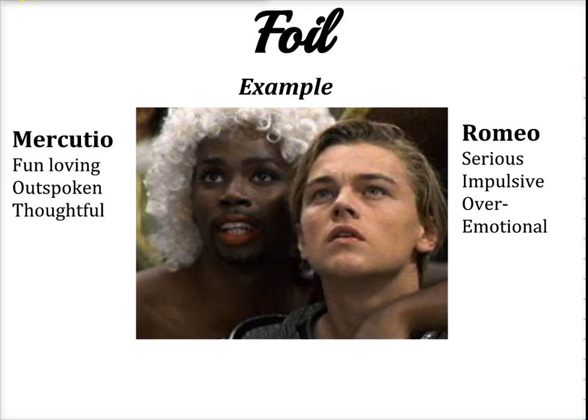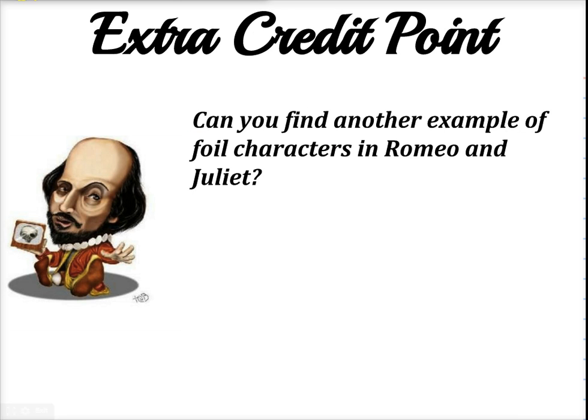For example, Mercutio and Romeo are foil characters because Mercutio is fun-loving while Romeo is serious. Mercutio is very outspoken and thoughtful, but Romeo's impulsive and over-emotional. So they're 2 opposite kinds of characters, so we call those a foil. For extra credit points, see if you can find 2 other characters who are foil characters in Romeo and Juliet.